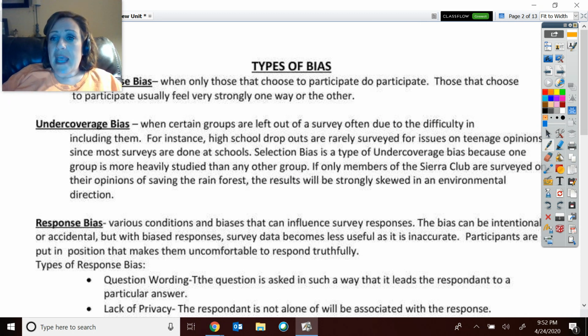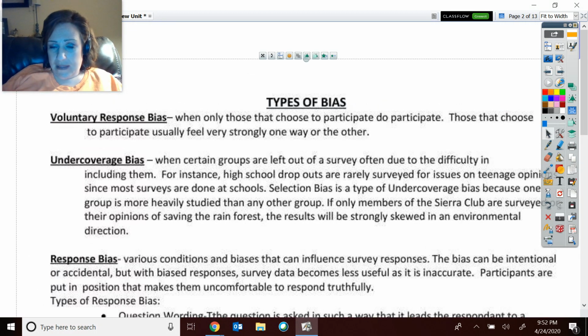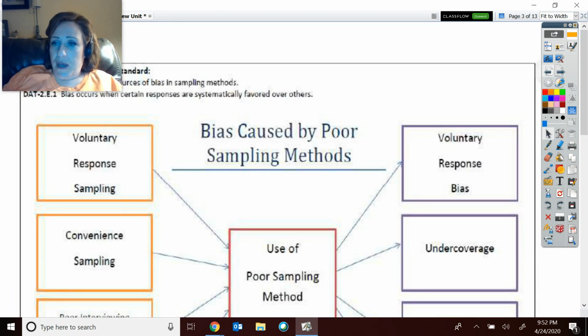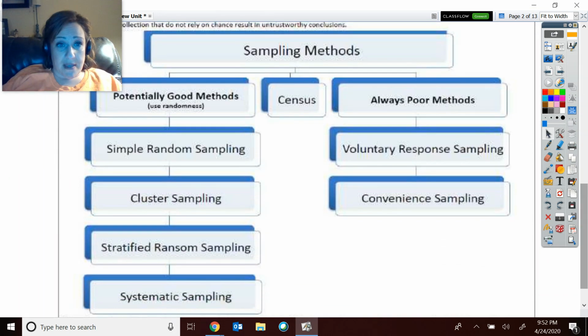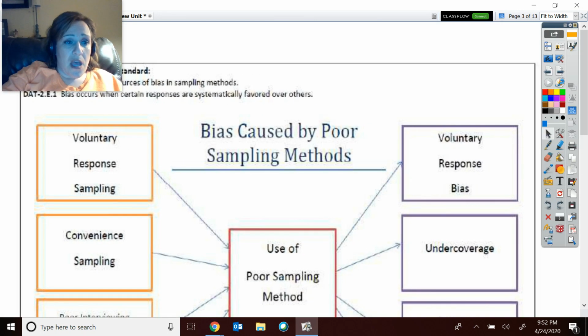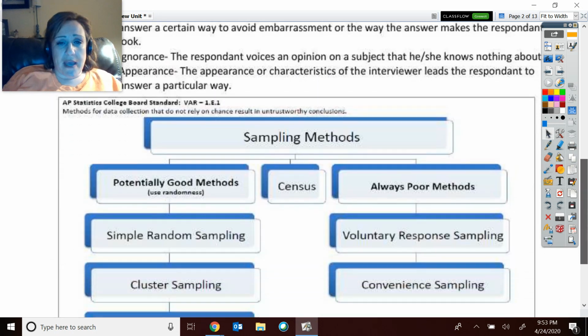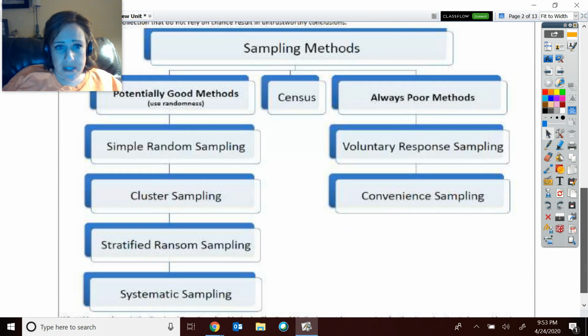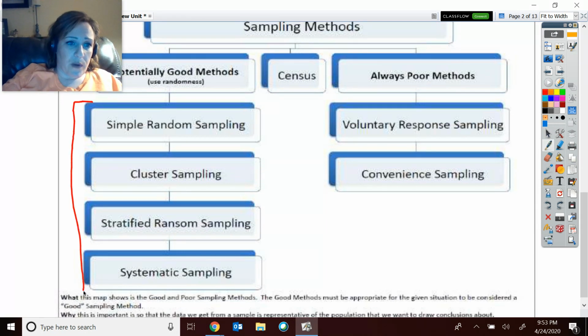Now, if you have a poor type of sampling method, which I actually don't have those listed here, I do on this. Let's see here. I have at the bottom of this page a tree map showing our sampling methods. Okay, so what we have talked about is these good ways to sample. We've talked about simple random sample, cluster sampling, stratified. We've talked about these good ways of sampling right here.